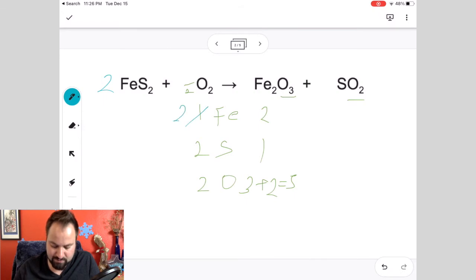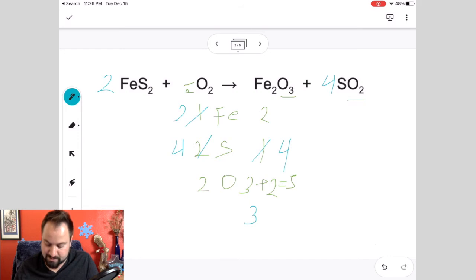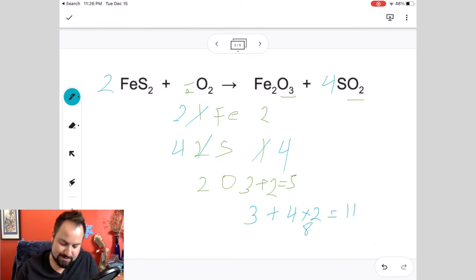That affects the sulfur to give us 4. That means I'm also going to want to do the sulfur on the right, so I'm going to do 4 here, and that also affects the oxygens on the right. What that brings me to is that for the right-hand side, I will have the 3 oxygens, that hasn't changed, plus the 4 times 2, that is 8. 8 plus 3 is 11, which means this is 11 over 2.